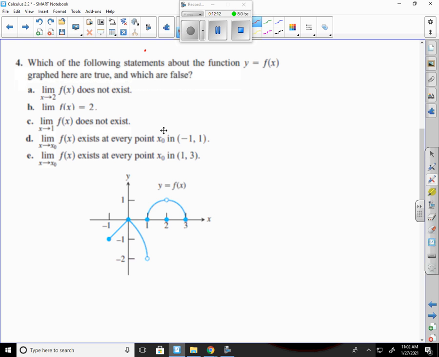Number 4, the limit as x approaches 2 of f of x does not exist. So as x is approaching 2, what's y approaching? It looks like my y gets closer and closer to 1 from the left and to 1 from the right. So that is false. The limit of f of x equals 2.